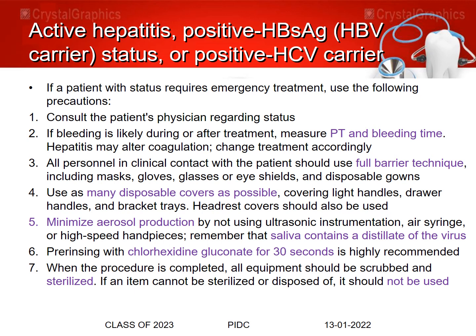All personnel in clinical contact with the patient should use full barrier protection, including masks, surgical gloves, glasses or eye shields, and disposable gowns. Use as many disposable covers as possible, covering the lights, drawers, headrests, everything. Minimize aerosol generation by not using ultrasonic instrumentation, air syringe or high-speed handpieces.